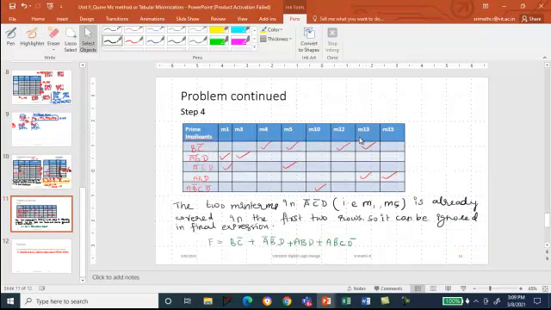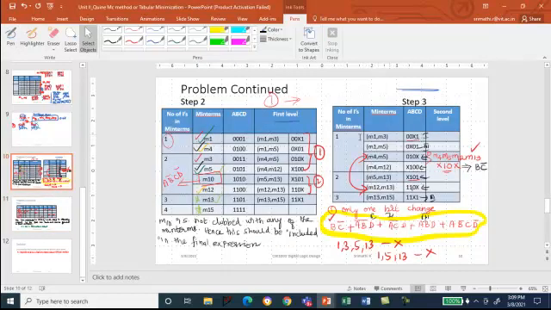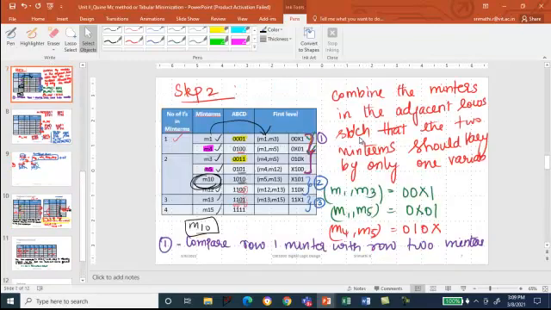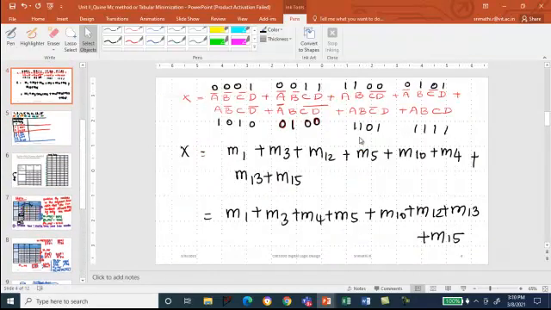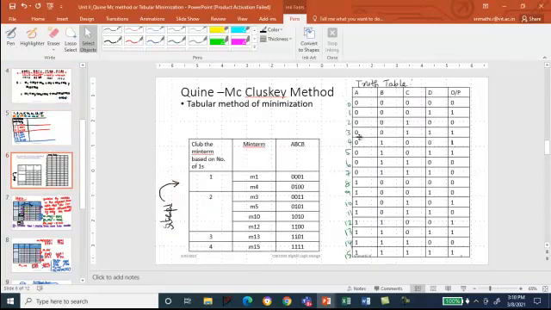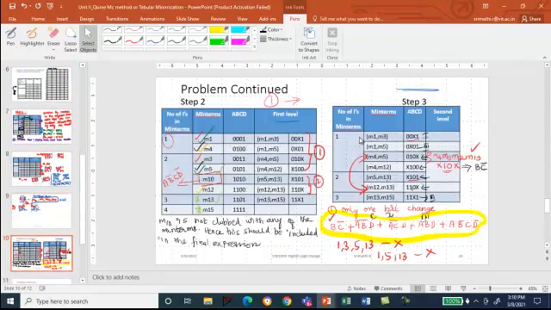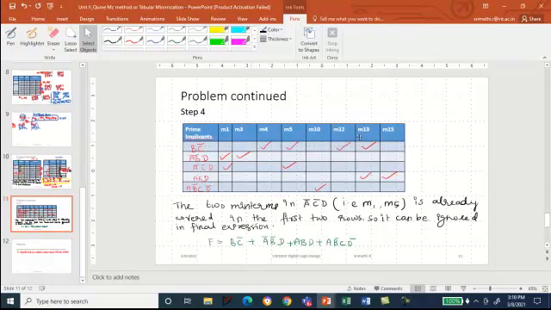Now write the prime implicants here. So BC bar, A bar, B bar D, AC bar D, ABD, ABC bar. These are the 5 things. And what are all the min terms we have? 1, 3, 4, 5, 10, 12, 13, 15 are the min terms that we have. You can write it from the expression itself. That is what we have written here.